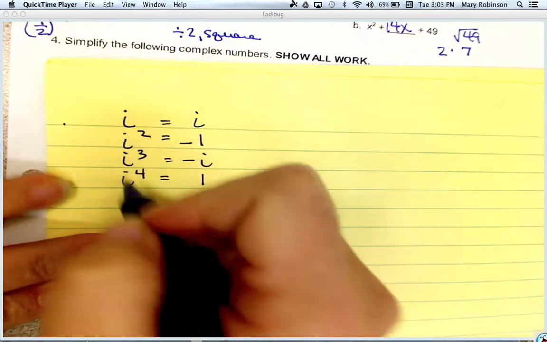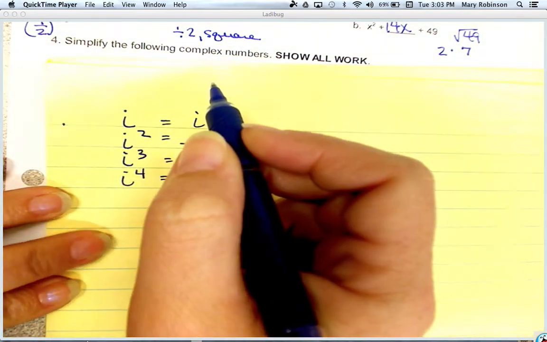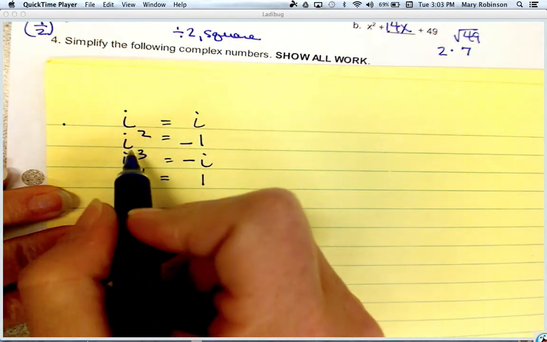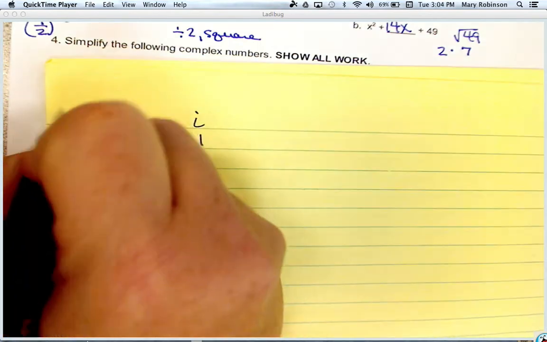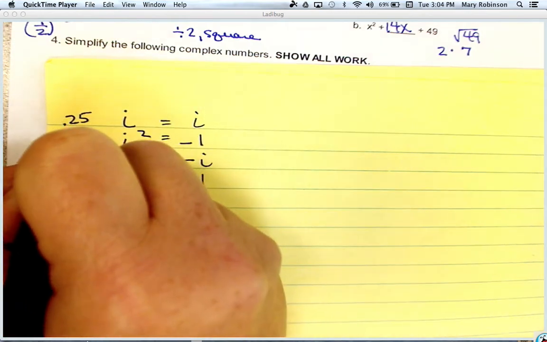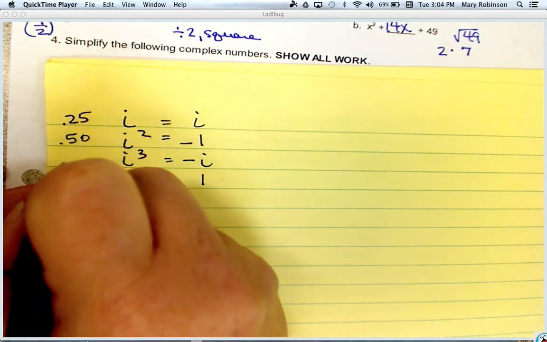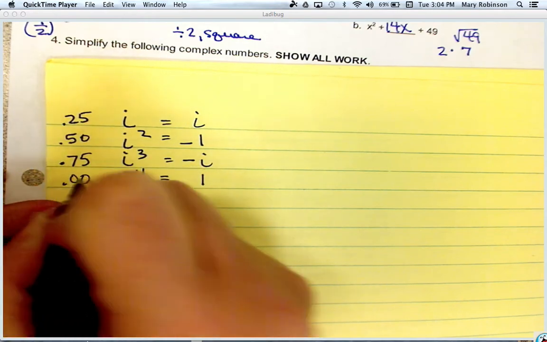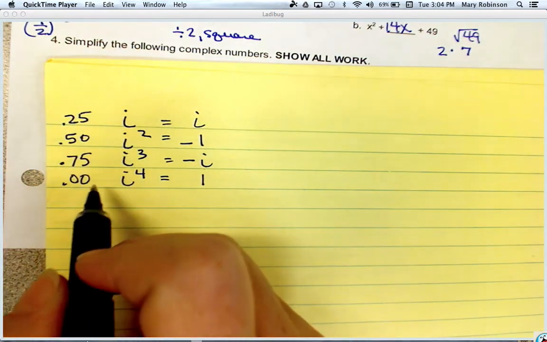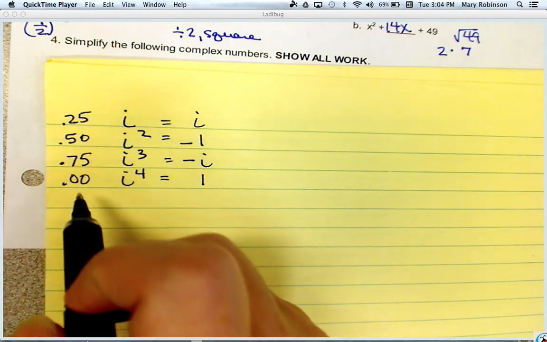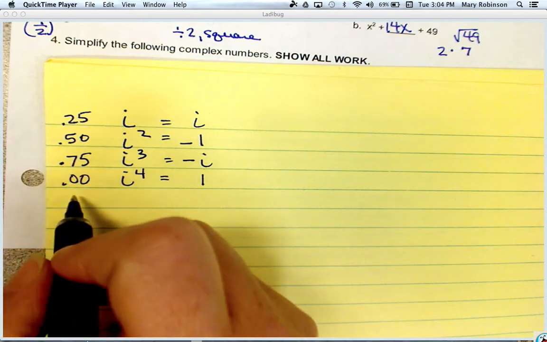And also that after a power of 4, the fifth power repeats and is the same as i to the first, and i to the sixth repeats and is the same as i to the second, and so on. So if we divide our exponent by 4, then we compare the decimal value, the remainder, to these values to see what they equate to. And .00 means it divides evenly. So I told you to think 25 cents, 50 cents, 75 cents, $1. And that means it divides evenly.